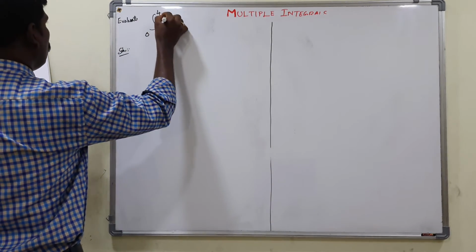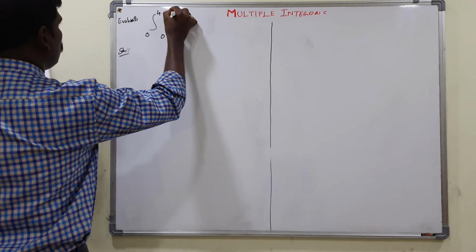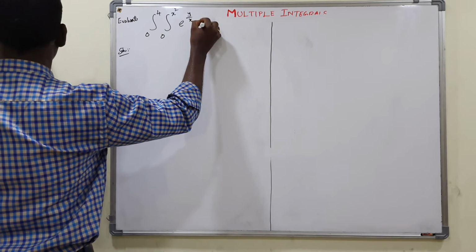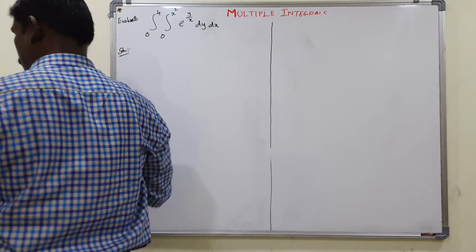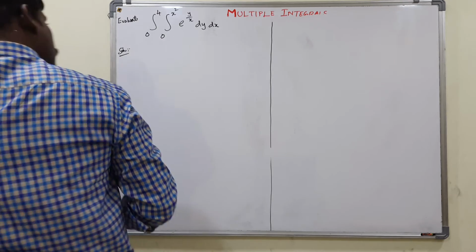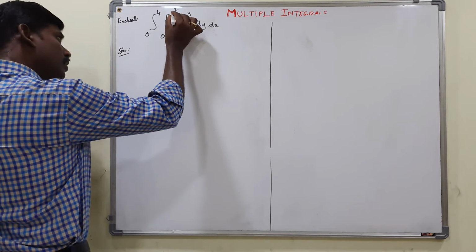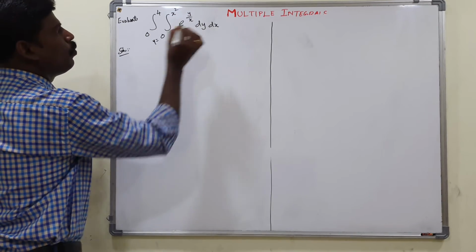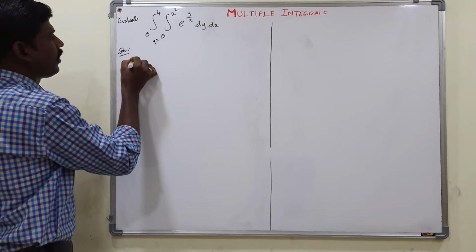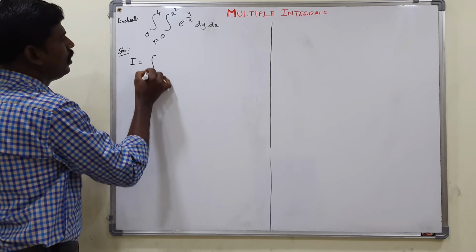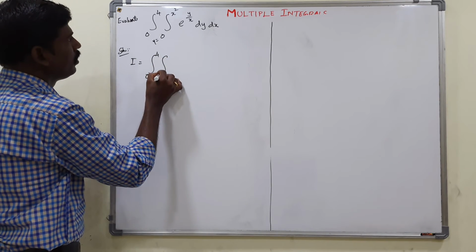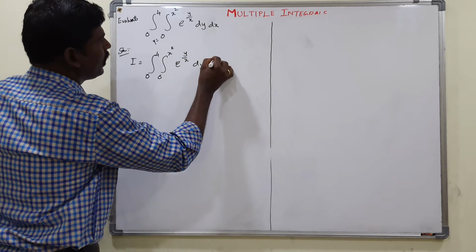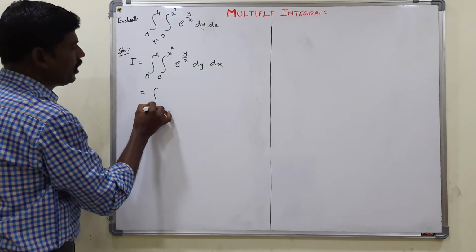Integral 0 to 4, integral 0 to x square, e power y by x dy dx. Here the region of integration is a function of x, so it is the limit for y. So y is already here, so the given integral is in the correct form. So we shall go directly to integrate it. We are going to integrate with respect to y at first.